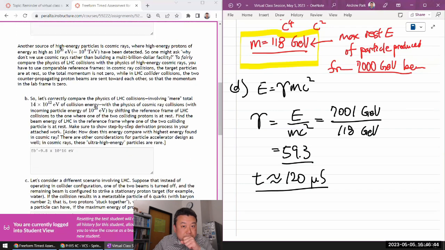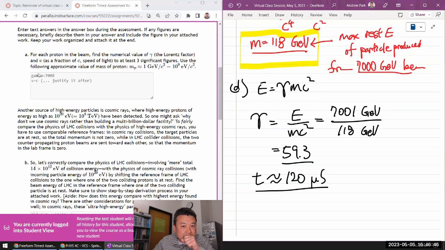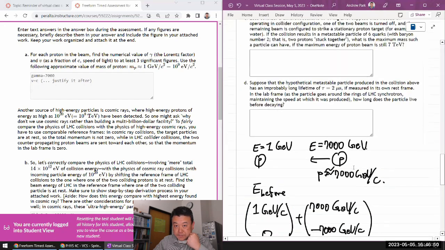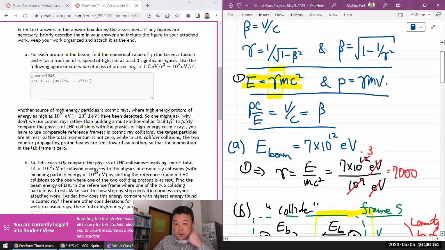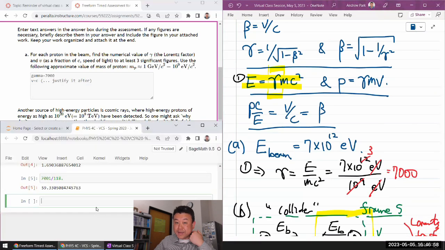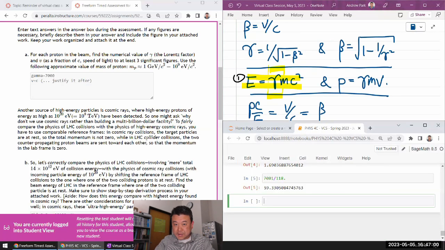Let me go back to what I was doing in A there. V is equal to C, justify later. So this is how I was going to justify it. I have this formula for beta in terms of gamma. Let me plug that into my calculator. Beta is the square root of 1 minus 1 over gamma squared, which is 7,000 squared.